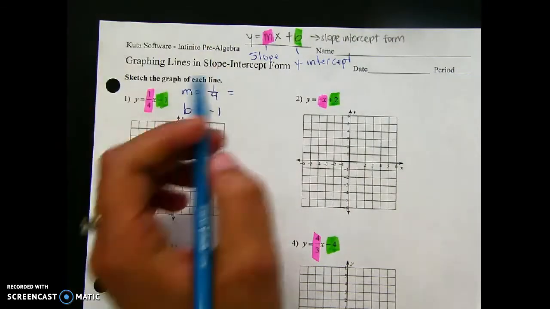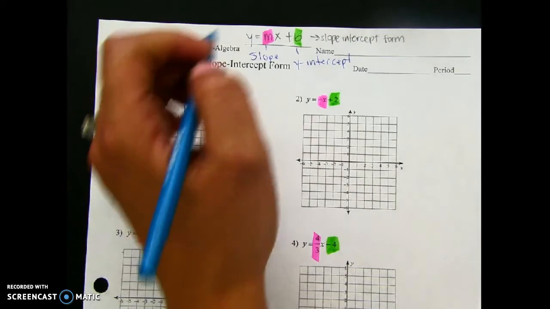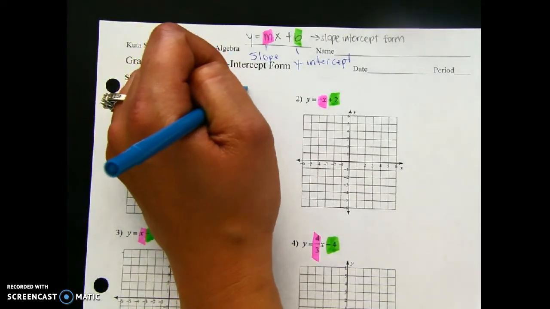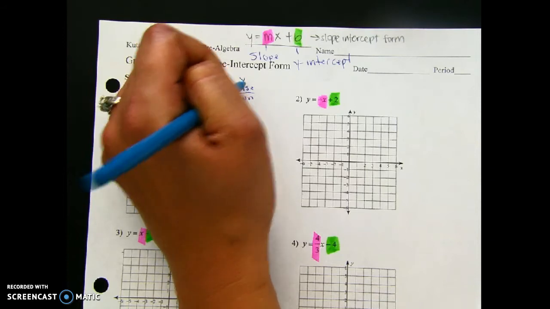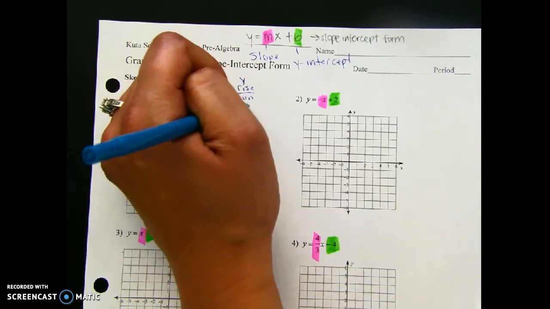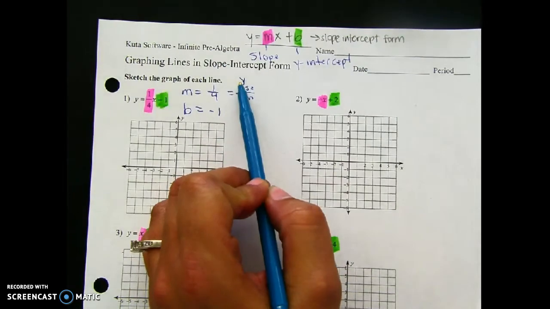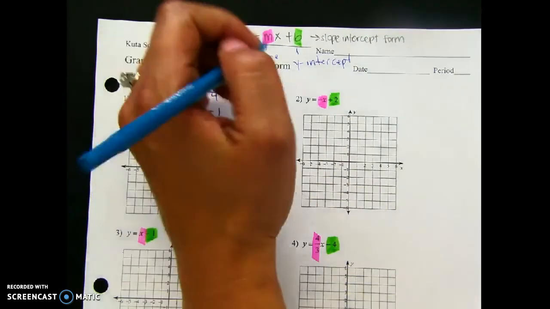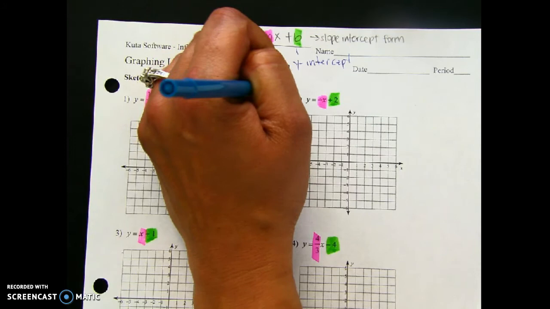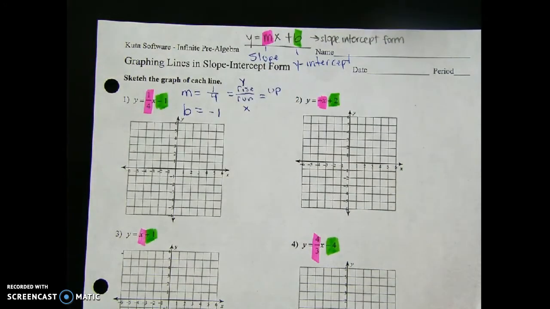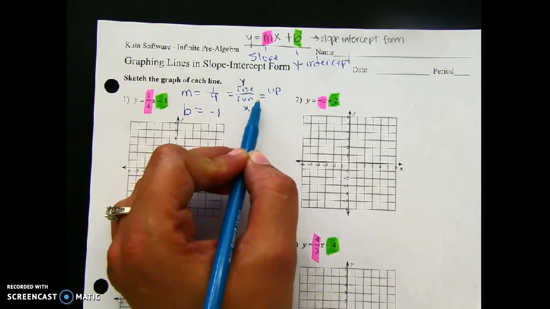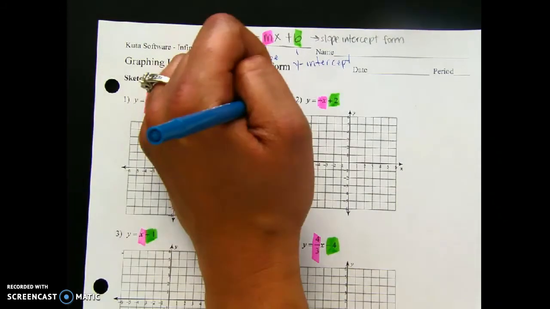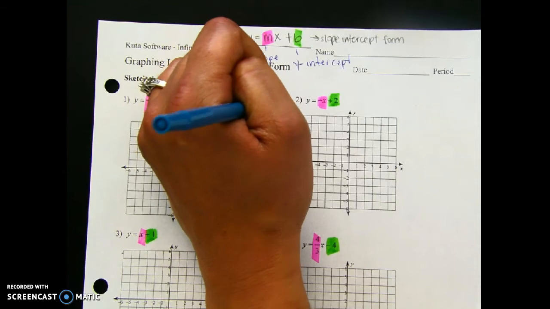If I look at my notes, when I'm talking about slope, I'm talking about my rise over run, my y over x. For my y, when it's positive, I'm going to go up. You can see this in your notes. It's going to tell you. For my x coordinate, it's going to be left or right. Since it's positive, it's going to be right.